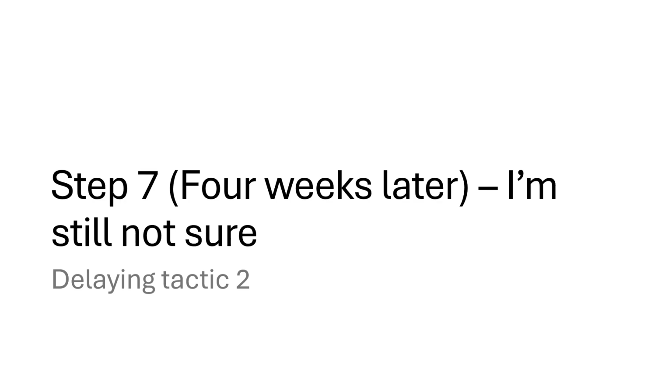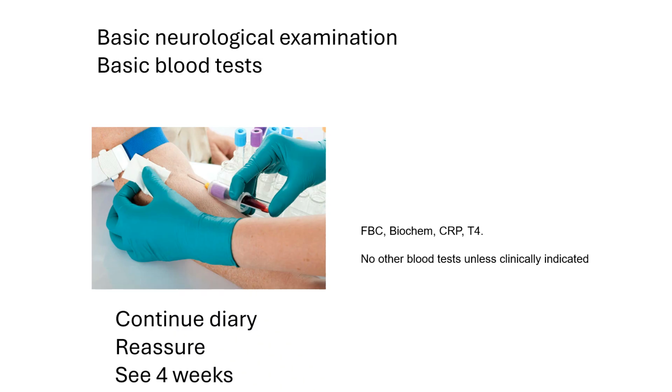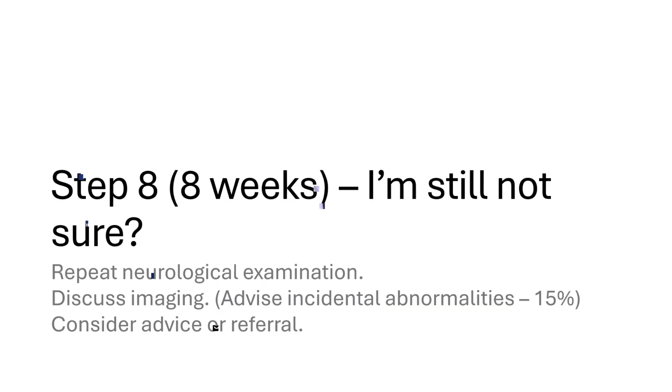Step 7, 4 weeks later, they come back and you're still not sure. Delaying tactic number 2. Basic neurological examination, basic blood tests. Just do the routine bloods, no other specific blood tests unless clinically indicated is an important point. We don't do cardiolipins or antiphospholipid antibodies. Continue the diary, reassure that you don't think there's anything serious, but you'd like to see them again in 4 weeks' time. And if you want a quick neurological examination, there's a very good examination here on YouTube by our colleague Giles Ellerington, which takes 3 minutes. 8 weeks, they come back at step 8, still not sure.